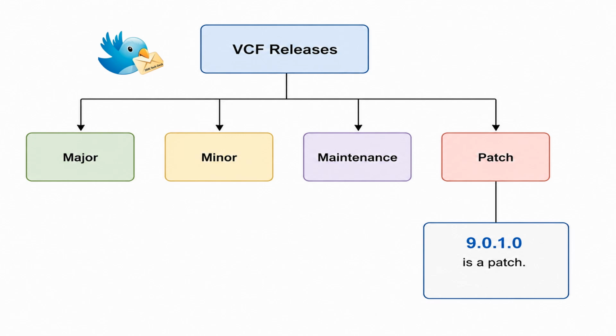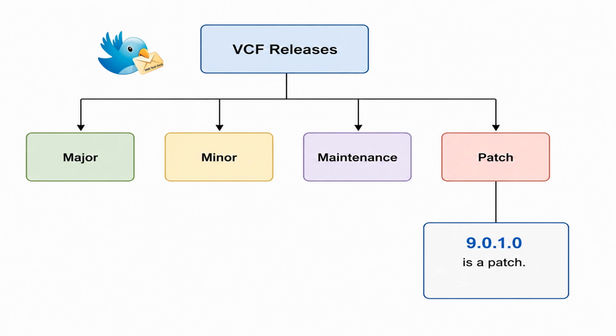So next comes the minor release. In the previous slide we discussed the major release, right? We took the example of 4.x to 5.x, and 5.x to 9.x is also an example. So from a VCF release perspective, we need to understand what a minor release is. A minor release mainly focuses on introducing new features and enhancements within the major generation.